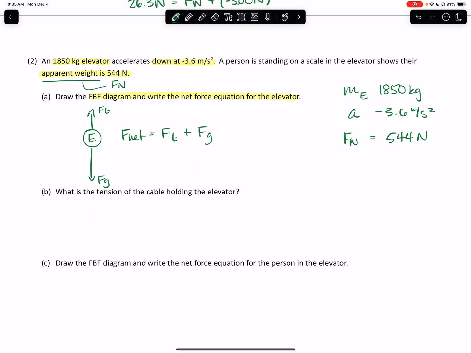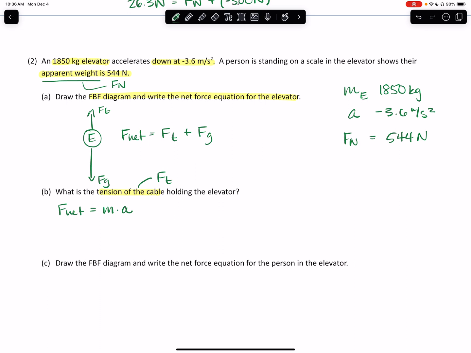What is the tension of the cable? My unknown here is going to be that tension force. If I look at my F net equation above, I can figure out Fg, right? Because I know the mass of the elevator and I know acceleration due to gravity, which means I need to do F net. So I need to find the net force that's acting on the elevator, and that's equal to mass times acceleration.